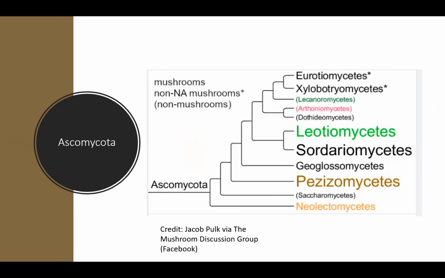So I got this from Jacob Polk. He posted this on the Mushroom Discussion group on Facebook a couple of months ago, and I thought it was a very helpful way to understand what all these ascos are. So he said he was specifically trying to figure out the basics of ascos. So he built this tree, right? And this tree represents all these major classes of ascos. And I don't think this is all of them.